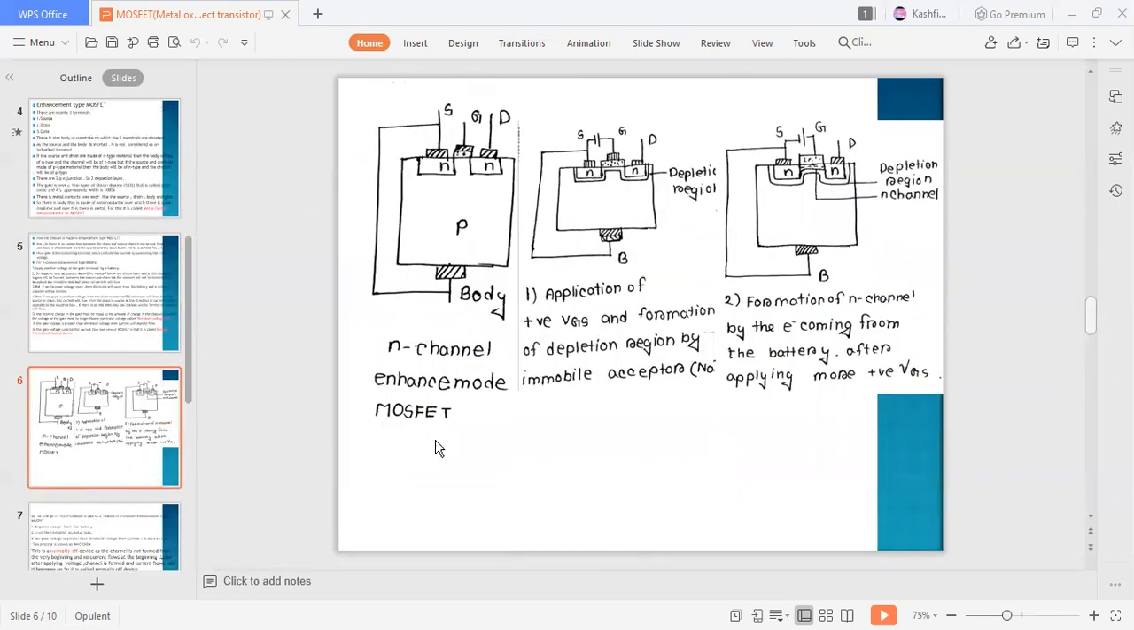Now there are three figures. First one is the N-channel enhancement mode MOSFET. Next one, application of positive voltage and formation of depletion region by immobile acceptors. This is the depletion region formed by immobile acceptors. After that, formation of N-channel by the electrons coming from the battery. After applying more VGS, this is the N-channel.